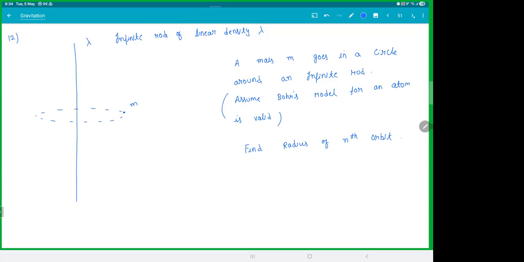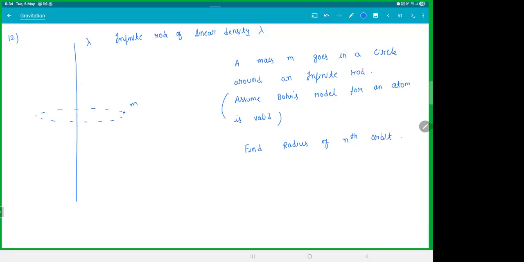So let me reframe the question. Think of it like this. Imagine a hypothetical atom where the nucleus can be treated as an infinite rod and the electron can be treated like a particle of mass m. It is going in a circle and assume it is obeying Bohr's theory of atomic model. Then find the radius of the nth orbit. So you're mixing up gravitation with Bohr's theory. Let's see how we'll do that.